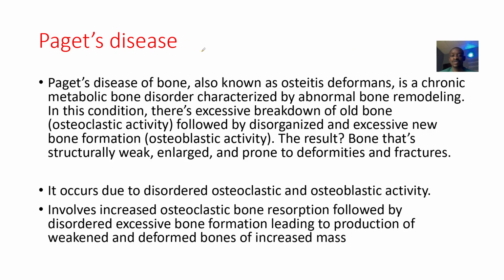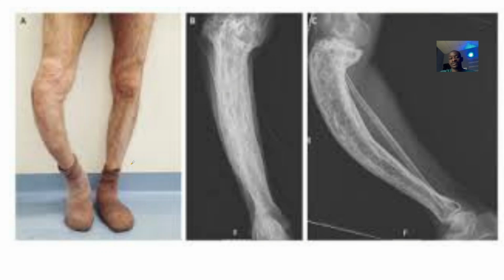All right. So it's actually a chronic metabolic bone disorder. It's characterized by abnormal bone remodeling. Okay. So in this condition, there's excess breakdown of old bone, that's osteoclastic activity, followed by what? Disorganized and excessive new bone formation. All right, that's osteoblastic activity. So the result is bone that is what? Structurally weak, enlarged, and prone to deformities. You see that?